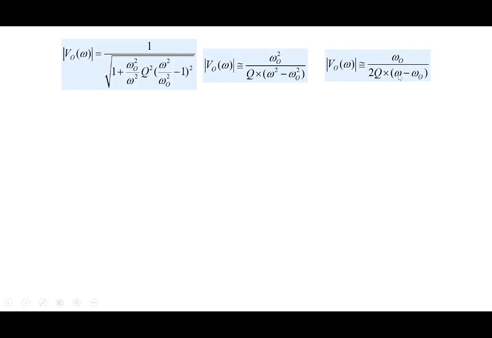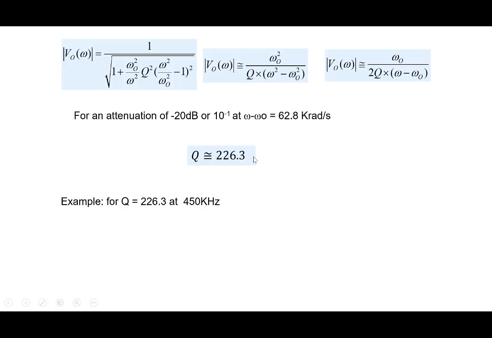We can further simplify it like this here. And so for an attenuation of minus 20 dB at omega minus omega naught, we are rejecting basically a 460 kilohertz signal. 460 kilohertz minus 450 kilohertz, multiplied by 2 pi, is 62.8 here. If we plug in the values of omega naught and omega minus omega naught, we'll find that we require a Q of 226.3 to be able to reject that 460 kilohertz signal. So Q equal to 226.3 at 460 kilohertz.